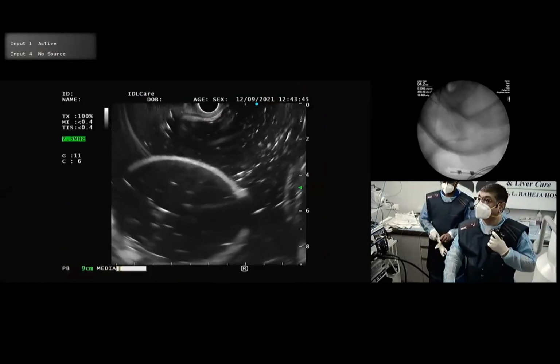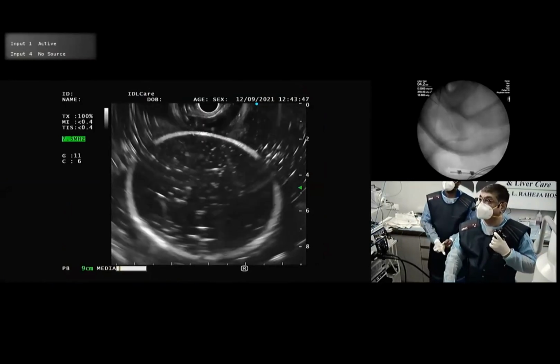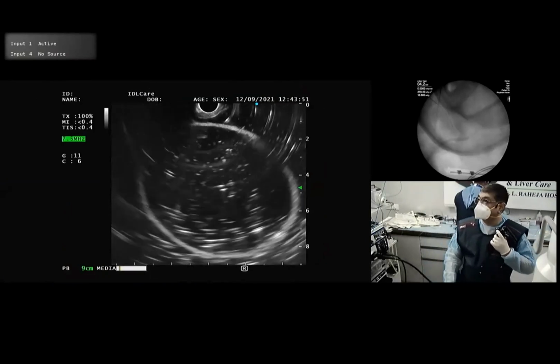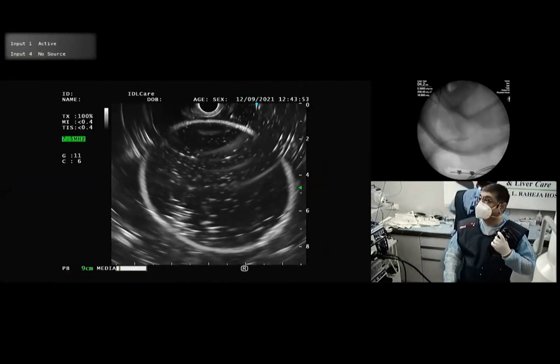So you see here, this is the pseudocyst. We can again show you how to puncture and how to do an axial stent.